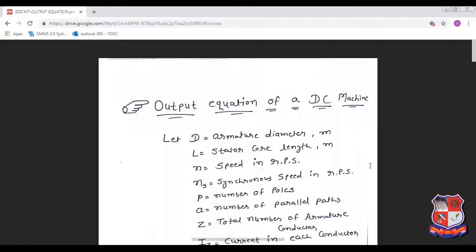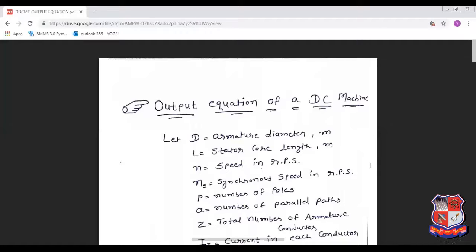I repeat again, the equation which describes the relationship between output power, specific electric loading, specific magnetic loading, main dimensions and speed is known as the output equation.